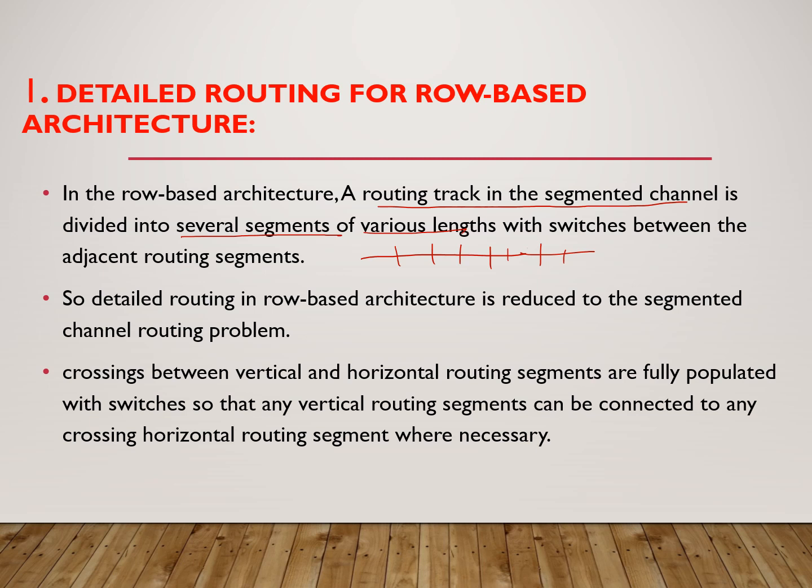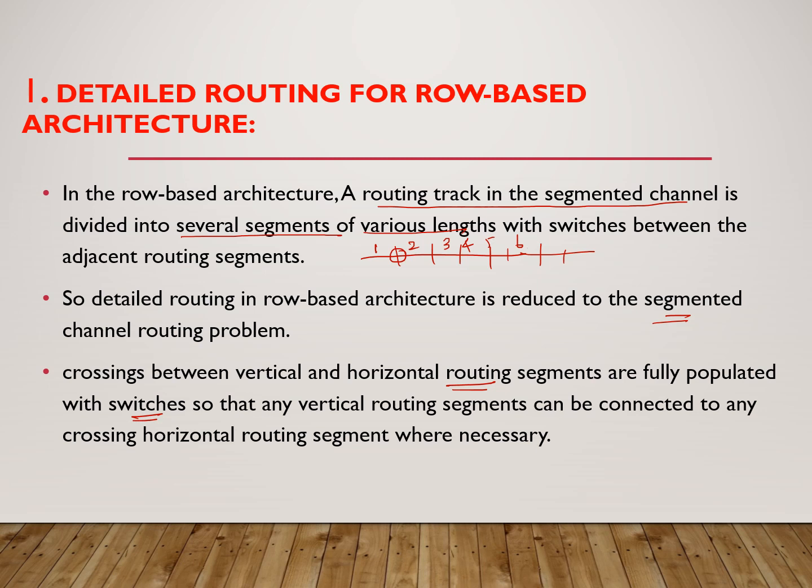So this is one segment, this is segment 2, segment 3, segment 4, like that we have. If you want to make the connection between two segments, we have to use a switch. So detailed routing in row-based architecture is reduced to the segmented channel routing problem. That means this kind of architecture, row-based architecture, is called segmented channel routing architecture because we have divided the track into a number of segments. So if you want to make connections between the vertical and horizontal tracks, we have to use these switches, right?